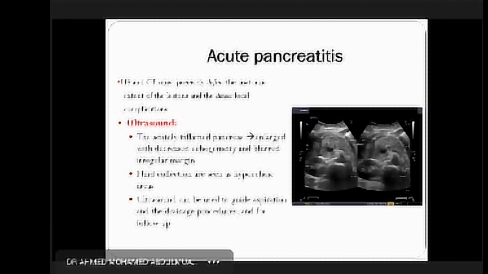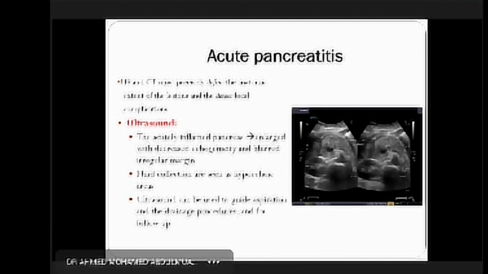For acute pancreatitis, it is better to start with ultrasound, but as I told you, due to the gas shadow within the bowel it is sometimes difficult to see. But if we can diagnose it by ultrasound, it will be best because there is no additional dose to the patient. So if I see what the pathology within the pancreas is, then I can start my treatment. Okay, if I see some abnormality indicating tumor or anything, then I can ask for a CT scan.